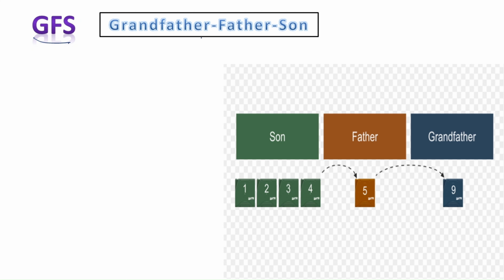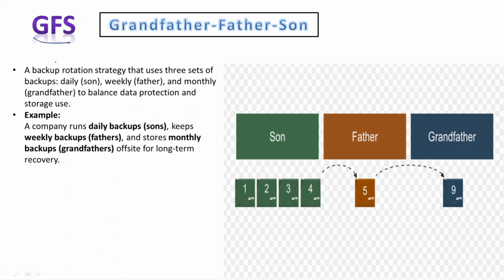GFS, that is grandfather, father, son. So it is a backup rotation strategy that uses three sets of backups: daily, referred to as son; weekly, referred to as father; and monthly, referred to as grandfather, to balance data protection and storage use. For example, a company runs daily backups, sons; keeps weekly backups, fathers; and stores monthly backups, grandfathers, off-site for long-term recovery.